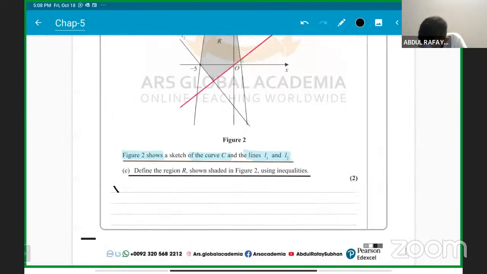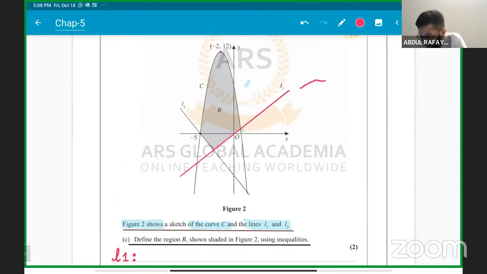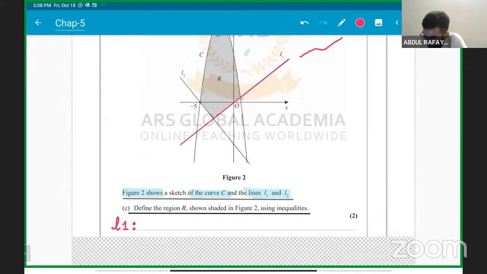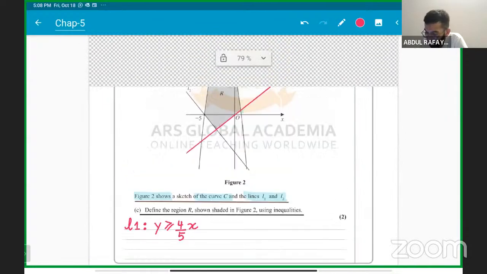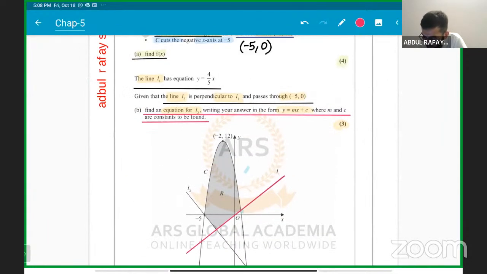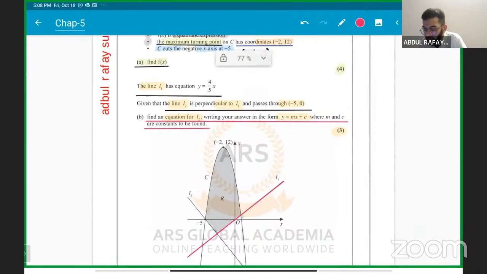Let's do it here only because we have space available. So part C will be line L1 first. Line L1 I'm doing first. Because it's a complete straight line, no dotted line, you should say that the above part is shaded. So it will be y is greater than or equal to 4 over 5 x. Understood, students, clear? Line L1 gives y greater than or equal to 4 over 5 x.